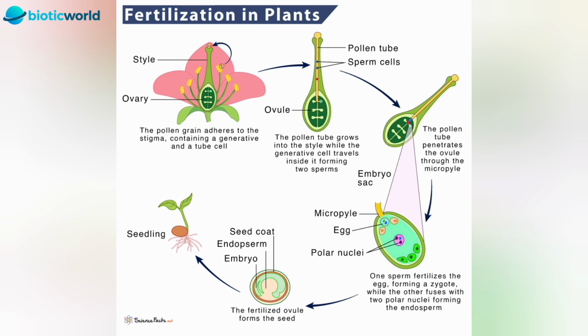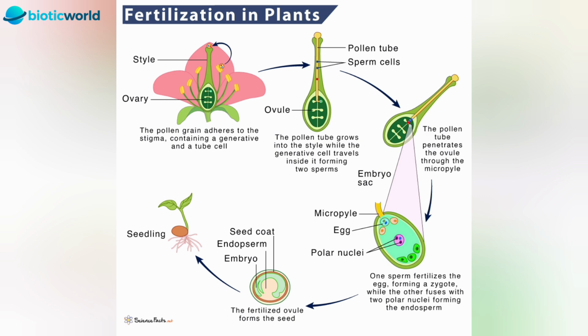One of the sperm cells travels down the pollen tube and fuses with an egg cell. This process is called fertilization. This fusion of the sperm cell with the egg cell forms a zygote, which is called the fertilized egg. This marks the beginning of a new plant's life cycle. The second sperm cell may combine with two other cells in the ovule, forming the endosperm, which will provide nourishment for the developing embryo.